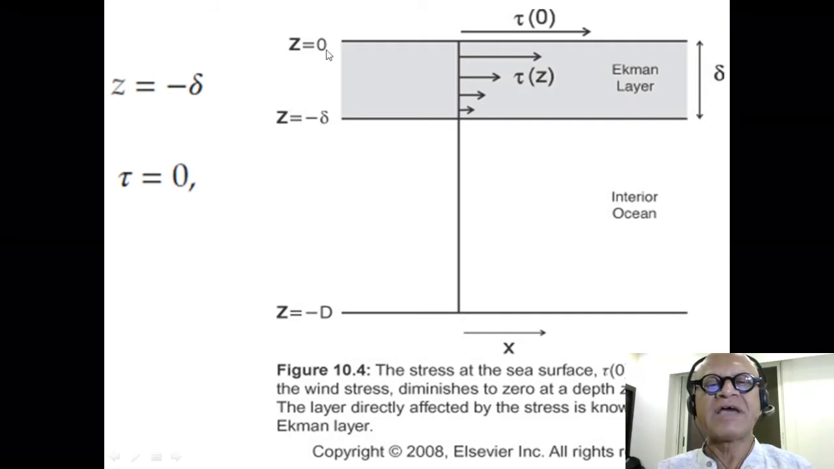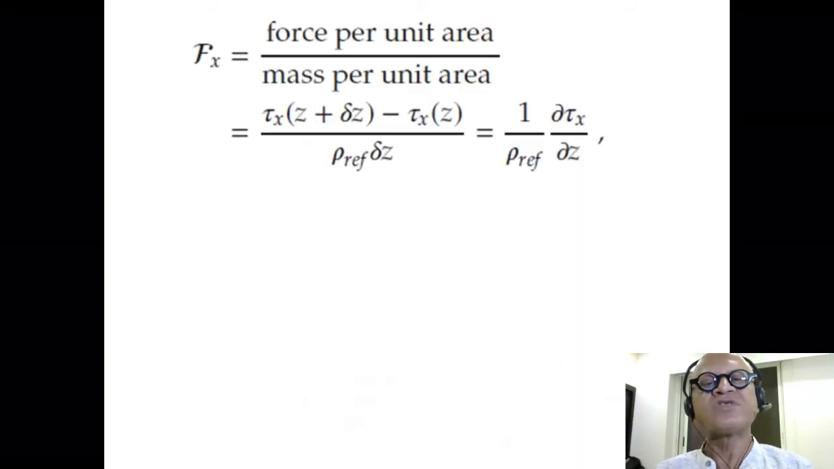So here is the wind decaying to 0 at some depth delta. So z equals minus delta going from the surface. Tau is 0 at z equal to minus delta. So the wind stress force is just force per unit area divided by mass per unit area. So we're just taking a unit area of the ocean to do these calculations.